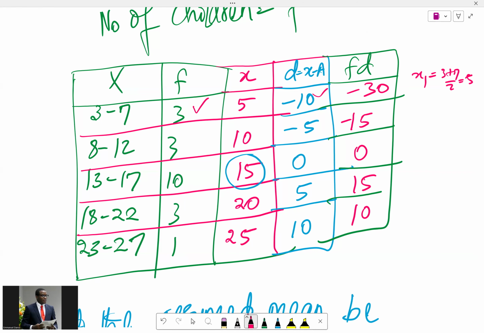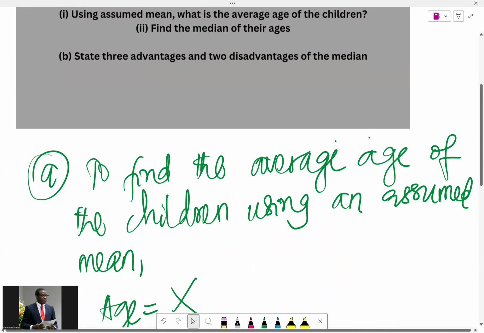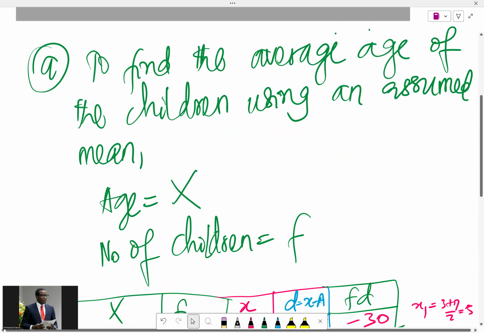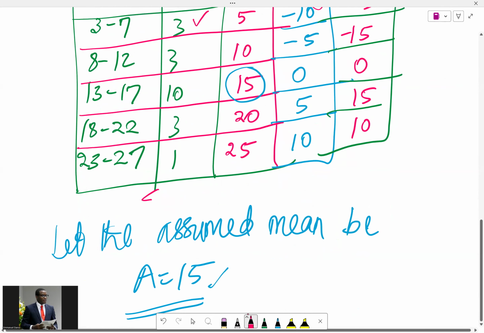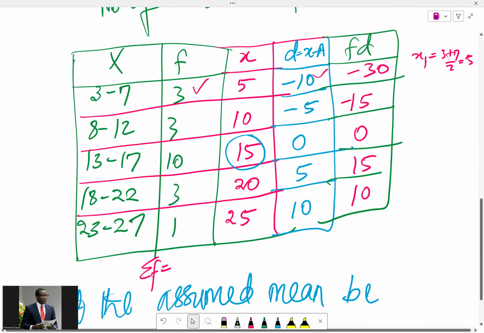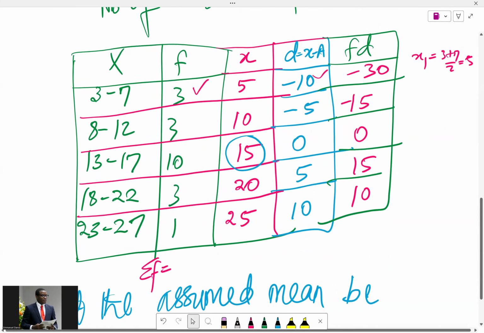So you now need to sum. The actual question is, we want to find the average age of the children using an assumed mean. So what you need is the summation of F. Summation of F is 3 plus 3, 6, plus 10, 16. You can see simple things can become really tricky when you're under pressure, so you have to be very sure and double check. 3 plus 3 is 6, 6 plus 10 is 16, 16 plus 3 is 19, plus 1, that's 20.